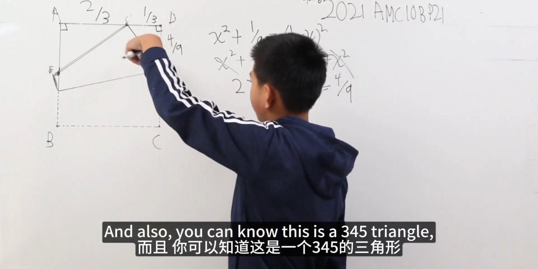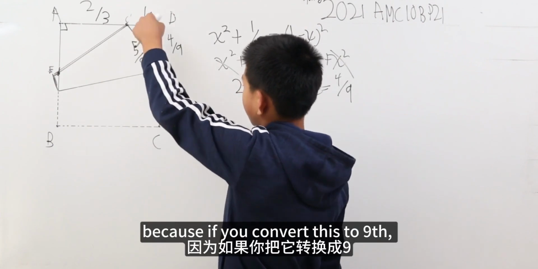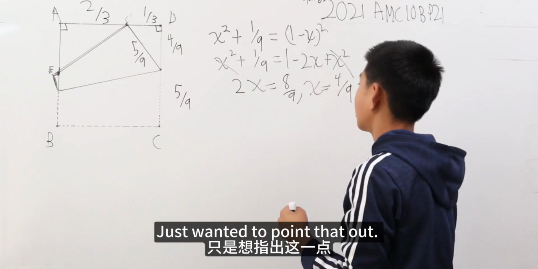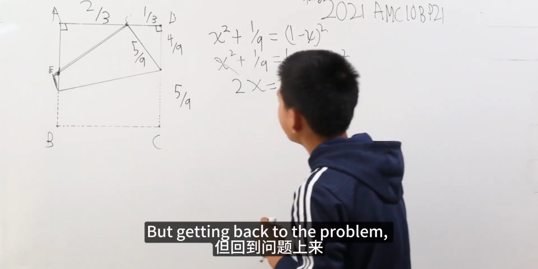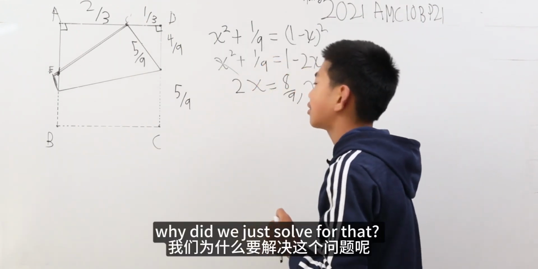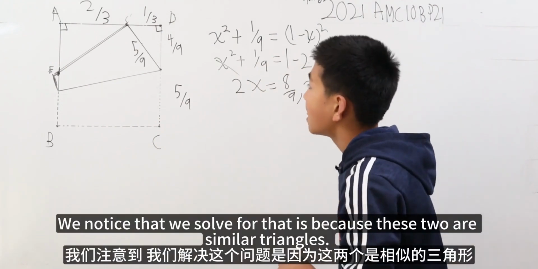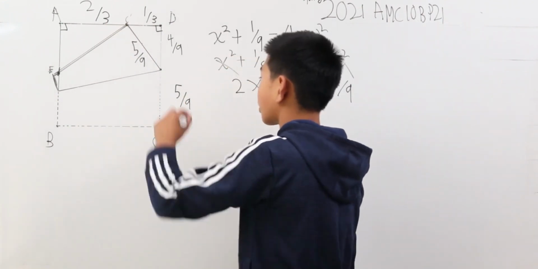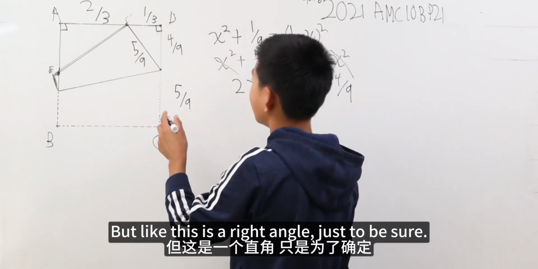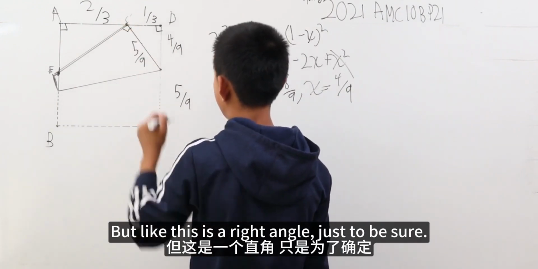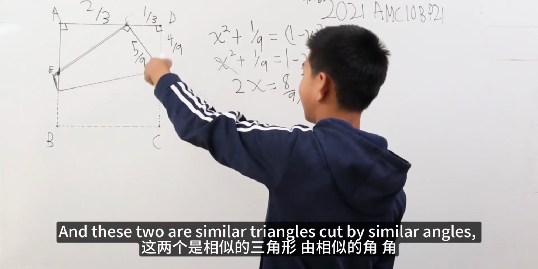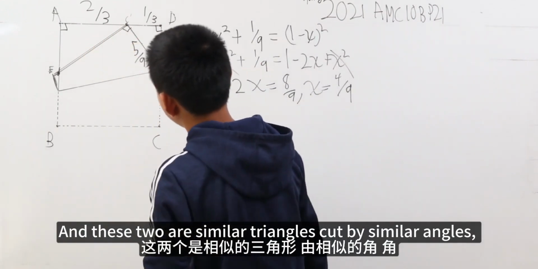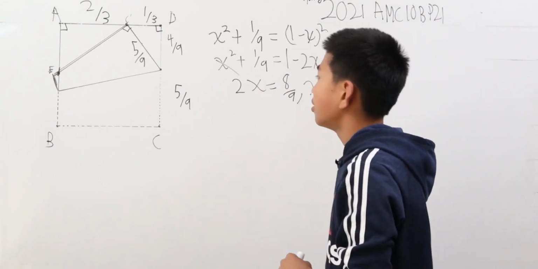Also, you can notice this is a 3, 4, 5 triangle, because if you convert to ninths, this is 3/9, 4/9, and 5/9. Just wanted to point that out. But getting back to the problem, why did we just solve for that? We solved for that because these two are similar triangles. This is a right angle, and these two are similar triangles by the angle-angle similarity postulate.